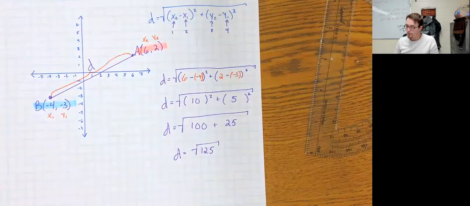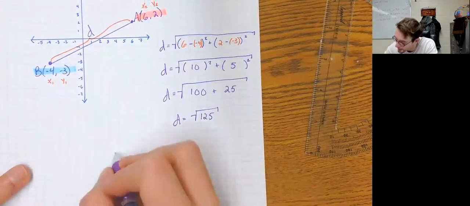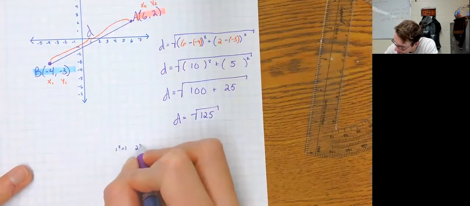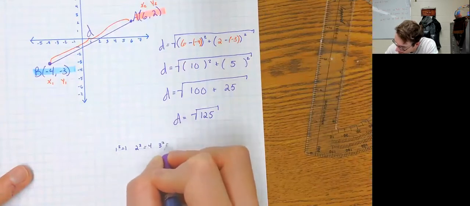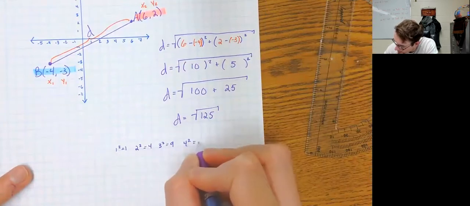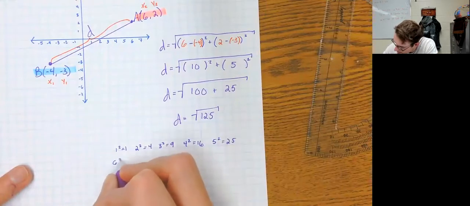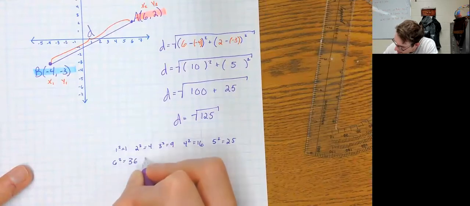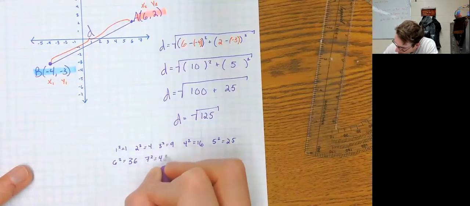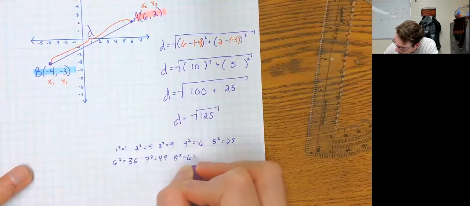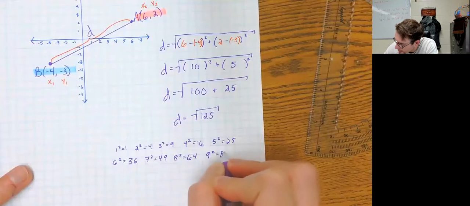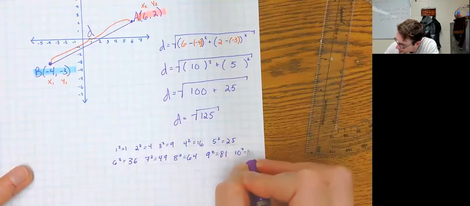Now, my hope is that everybody knows at least up to 10 squared. So I'm going to list those off. We've got 1 squared equals 1, 2 squared equals 4, 3 squared equals 9, 4 squared equals 16, 5 squared equals 25, 6 squared equals 36, 7 squared equals 49, 8 squared equals 64, 9 squared equals 81, and then 10 squared equals 100.